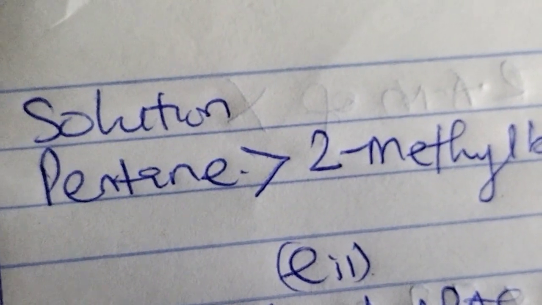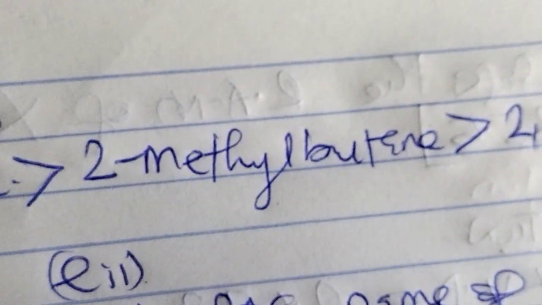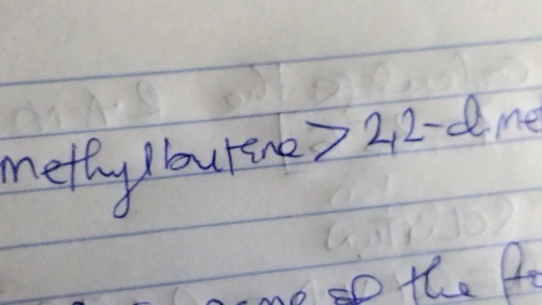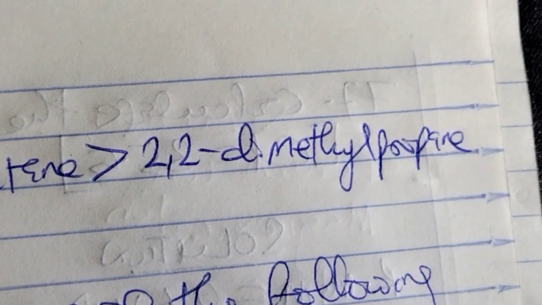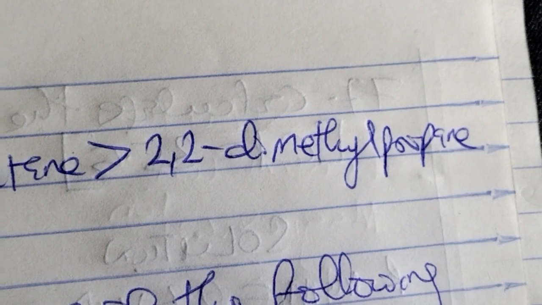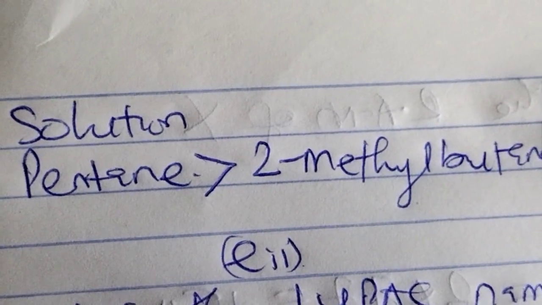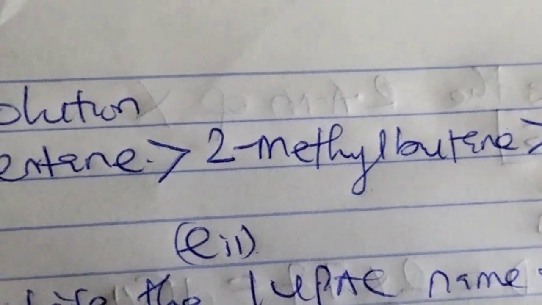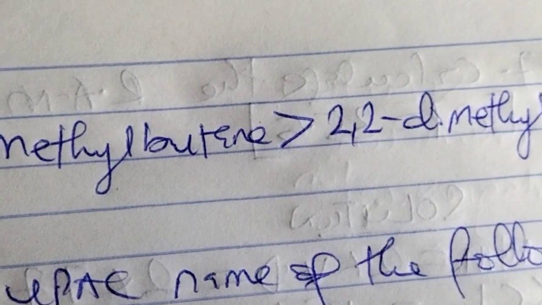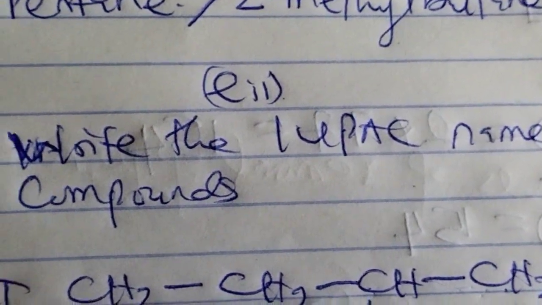So solution, pentane comes first, greater than 2-methylbutane, which is greater than 2,2-dimethylpropane. The 2,2-dimethylpropane has the lowest boiling point because it has many branches in it and has very weak van der Waals forces in it. So I repeat, pentane first, greater than 2-methylbutane. Look at the sign, it's greater than, not less than. Then greater than 2,2-dimethylpropane.